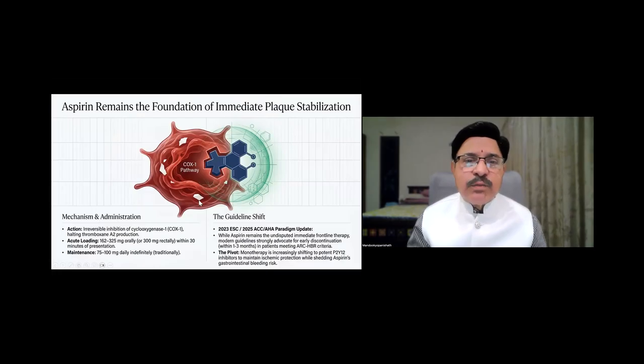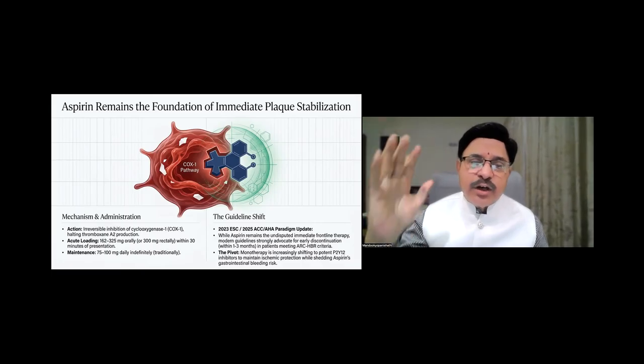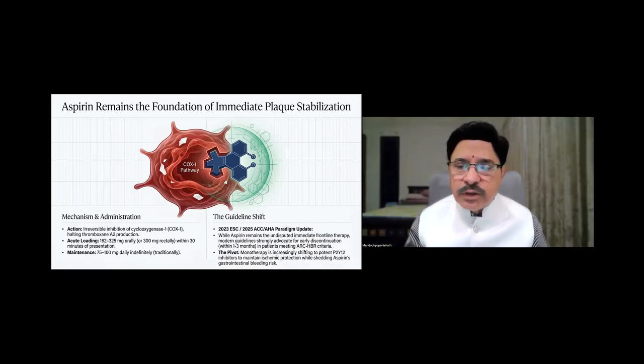What is the drug I have to use? Aspirin. Why? It is a COX-1 inhibitor, the cyclooxygenase 1 inhibitor. Irreversible inhibition of cyclooxygenase 1. Thromboxane A2 is not formed. When thromboxane A2 production is halted, then there will be no platelet adhesion and activation. It is an antiplatelet.